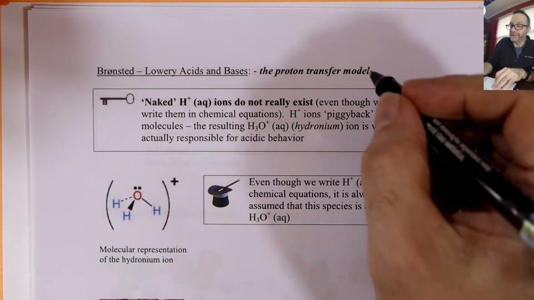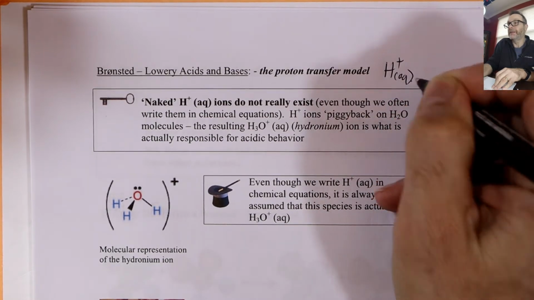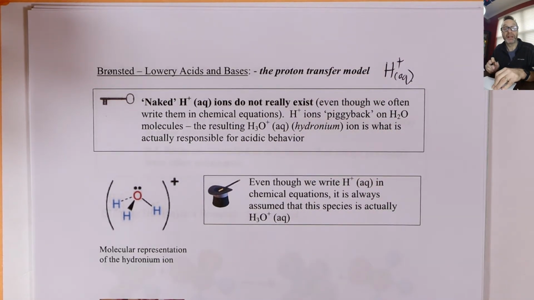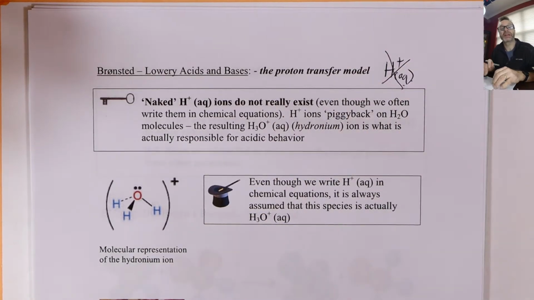We write this all the time, don't we? That's a complete lie. That does not exist. Although we write it, it's a known thing amongst chemists that it's kind of a trick. There are no such things as naked H+ ions. Think about that for a second. What is an H+ ion? Well, it's hydrogen that's lost an electron.